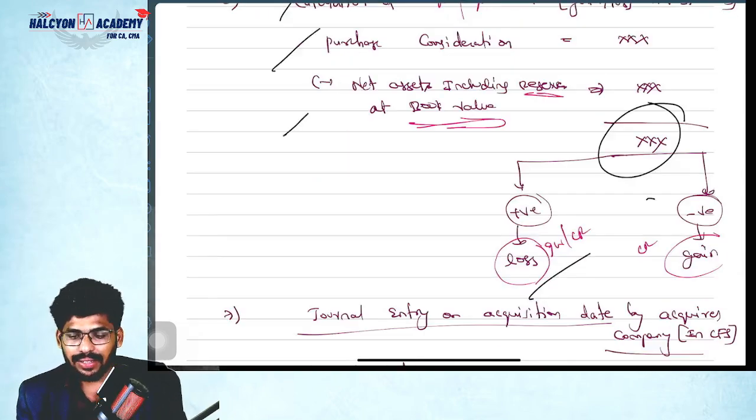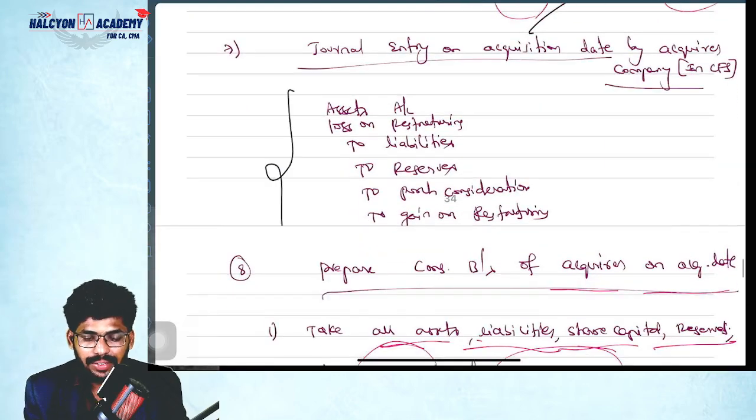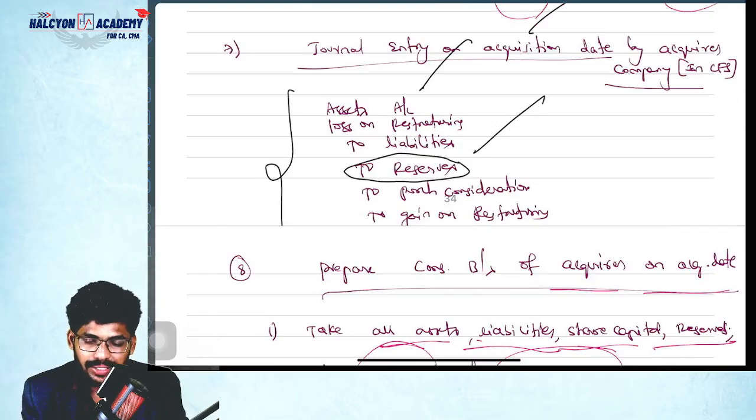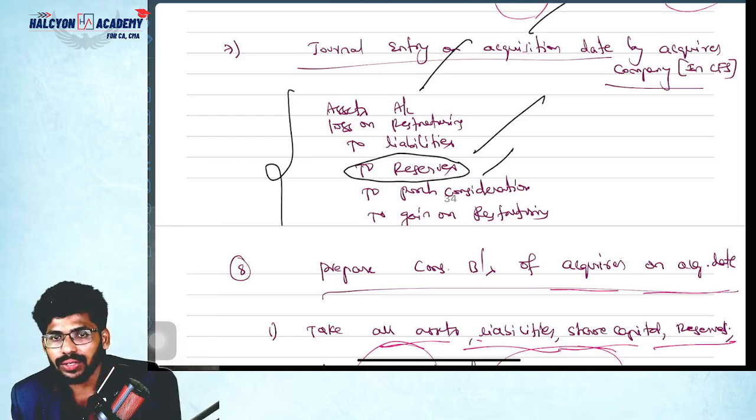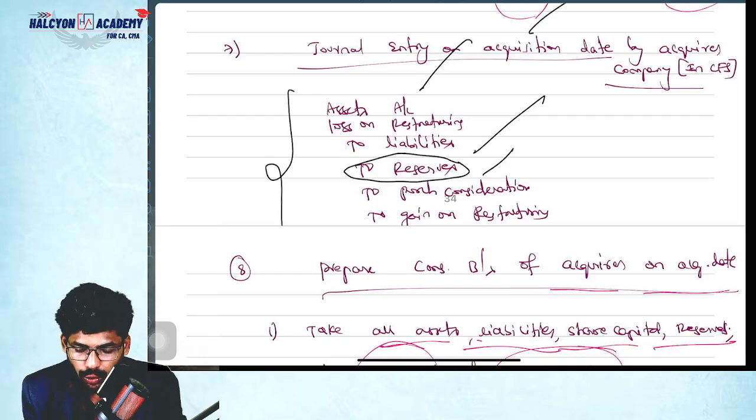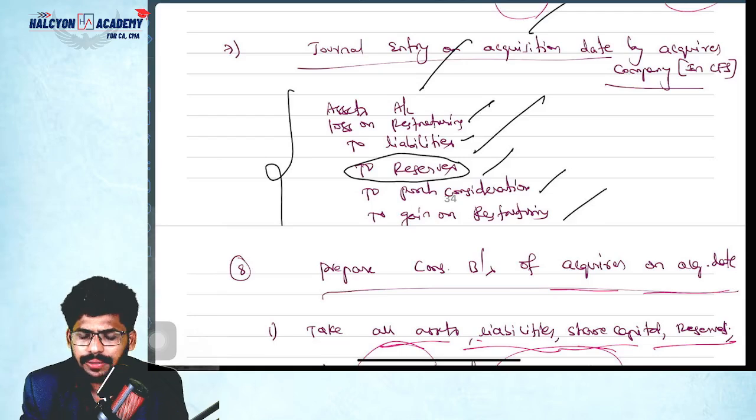Next, everything is the same, guys. Journal entry, basic journal entry: assets account debit, to liabilities, to reserves. In a normal business combination question there are no reserves, but in case of a common control transaction you need to consider these reserves also, because you are acquiring that too, right? And to purchase consideration, so the difference should be loss on restructuring or gain on restructuring. Simple or not? It may be loss or gain, whatever.